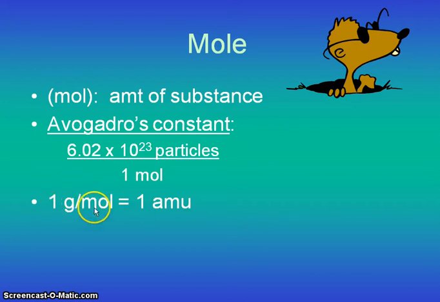Again, just a little reminder here that 1 AMU is equal to 1 gram per mole. When we start doing conversions back and forth between molecules and grams and moles, we will tend to use this grams per mole value for molar masses as opposed to the AMUs.